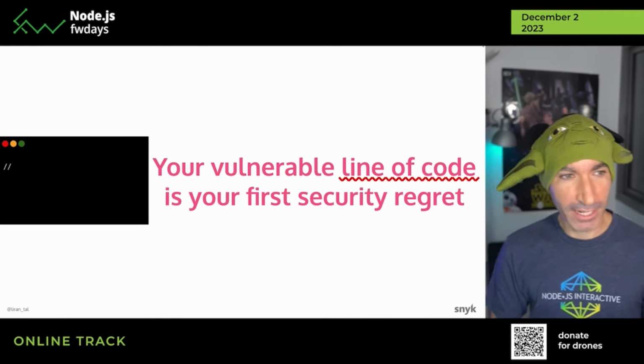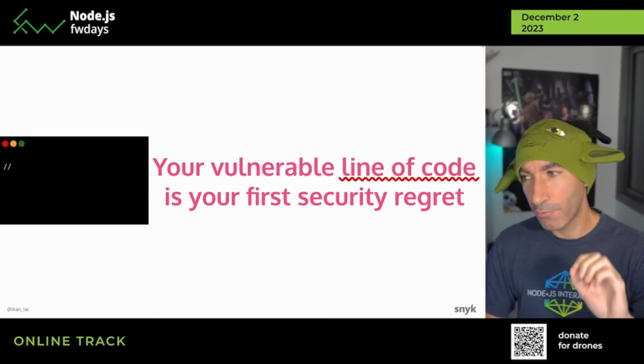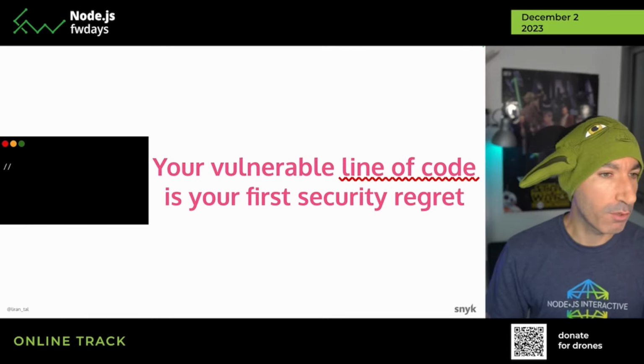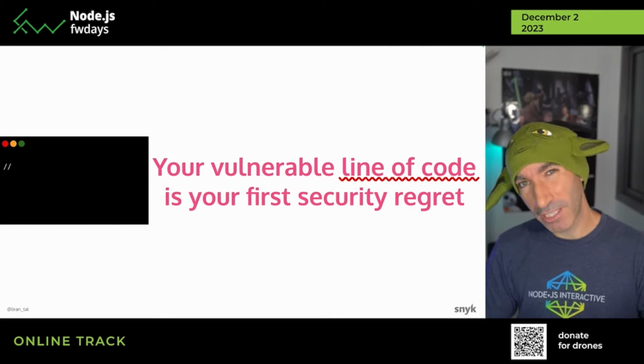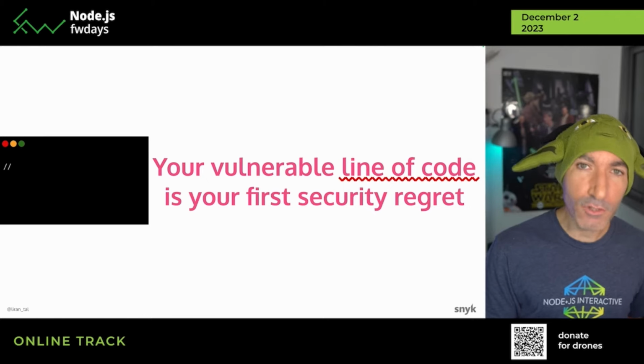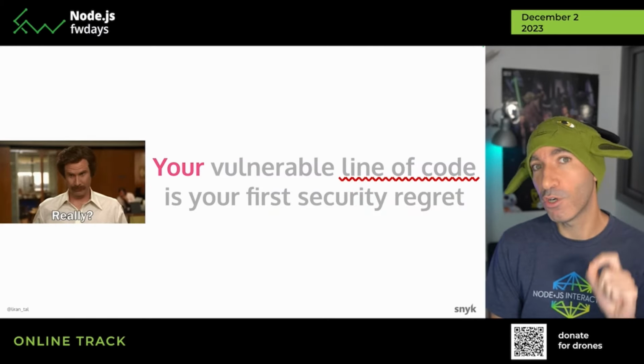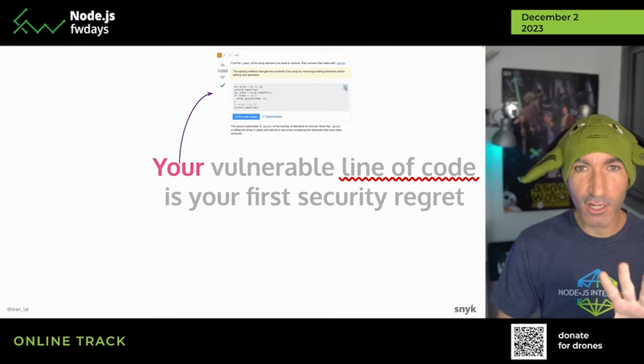Talking about secure coding and those kinds of practices, and even just before that, right? We understand that your vulnerable line of code is potentially your first security regret, because you do not want to ship insecure applications, right? But then what is your first line of code? Is that the code that you write, or maybe the code that you're taking from somewhere else? Let's talk about it for a second.